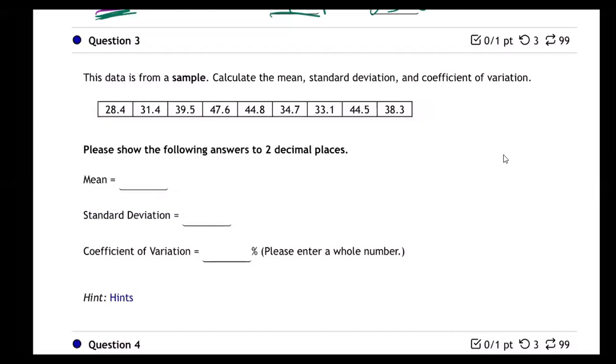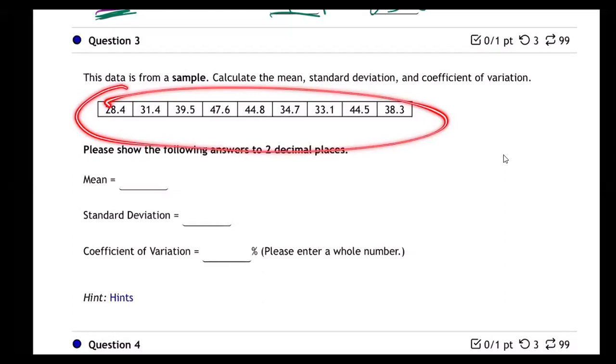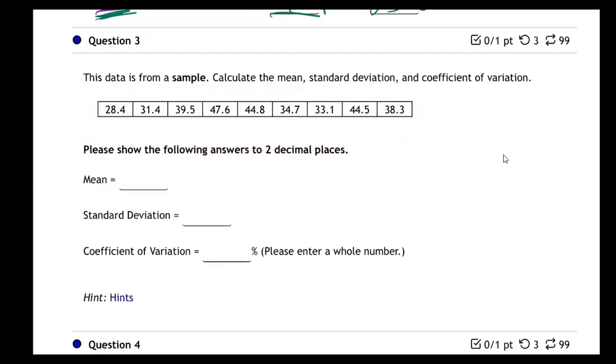Number 3. This data is from a sample. Calculate the mean, standard deviation, and coefficient of variation. So you know the drill, right? I'm going to put these numbers right here into my TI calculator. So let's do it. We've done this before.